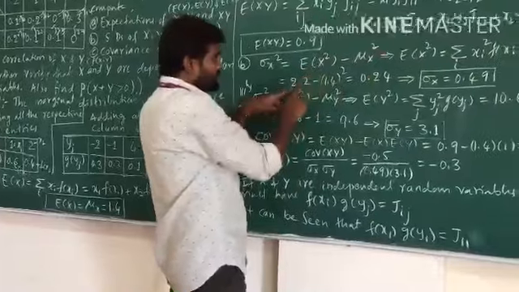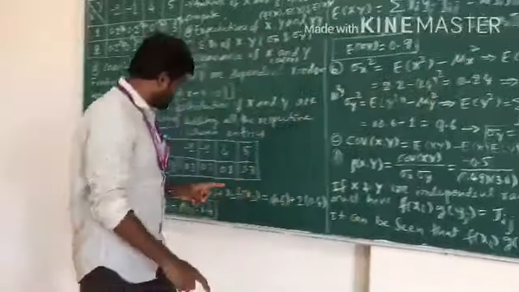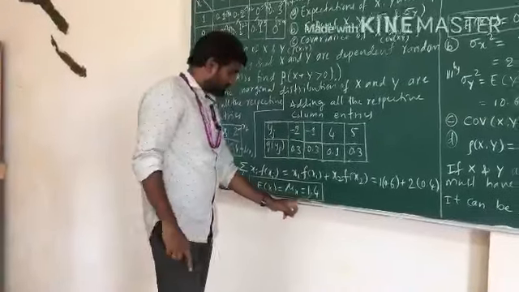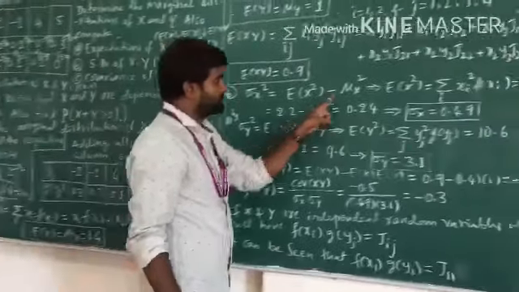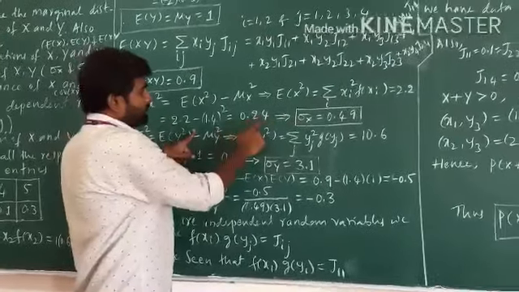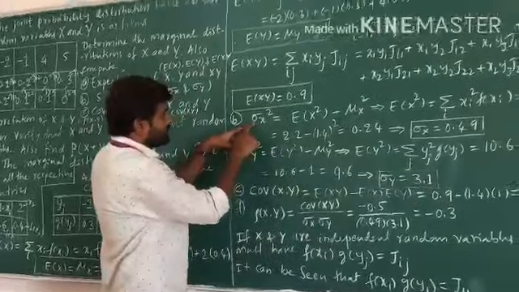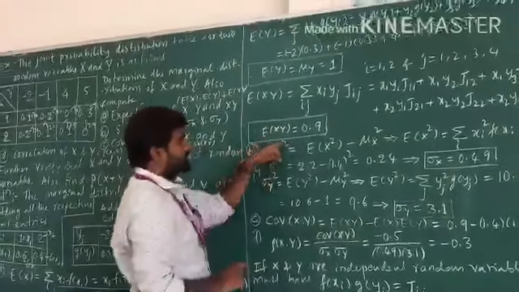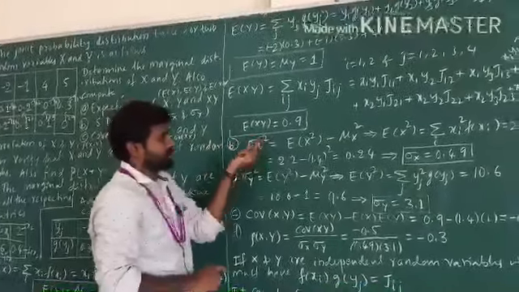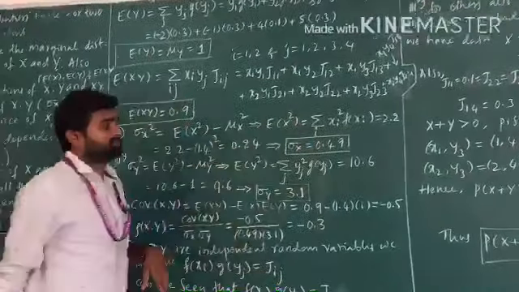Then 2.2 minus mu x, which is nothing but expectation of x. This is 1.4, so 1.4 whole square. After simplifying, we get 0.24. This is delta x square, the variance of x. After taking the square root, delta x is 0.49.